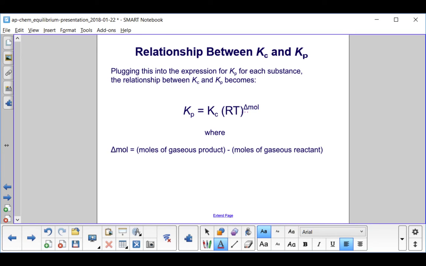So if I plug this into the expression for Kp for each substance, the relationship between Kc and Kp looks as follows, where Kp is equal to Kc times RT, R being the ideal gas constant, T being the temperature, to the power of the change in the number of moles, where delta n is the moles of gaseous product minus the moles of gaseous reactant.